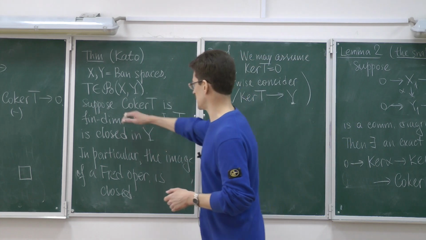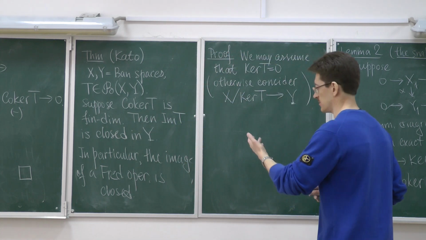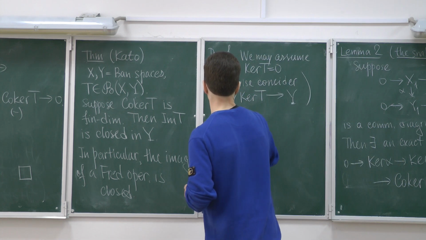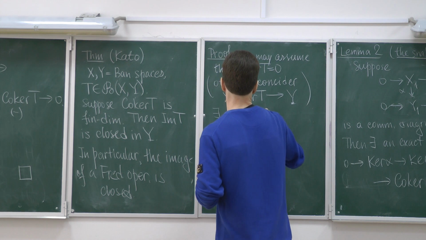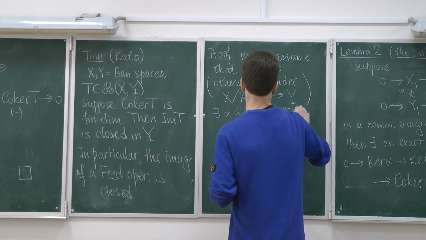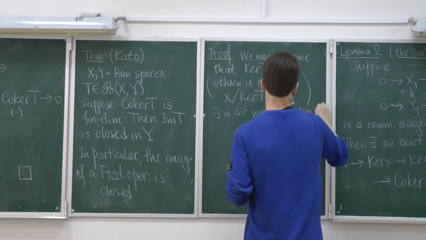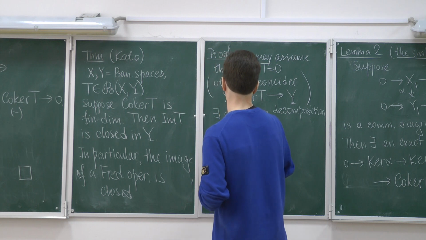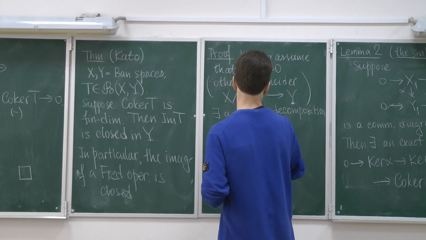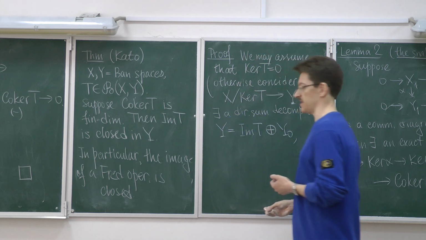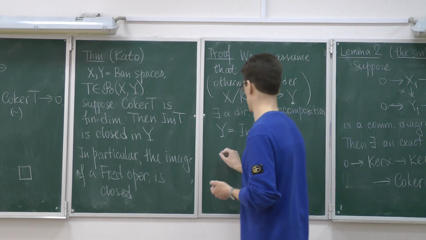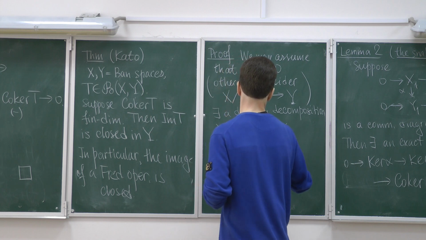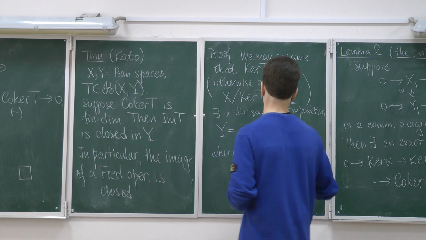Now, by assumption, the cokernel is finite dimensional. So there is a direct sum decomposition of Y into a direct sum of two spaces, the image of T and Y0, where Y0 is a finite dimensional subspace of Y. Y0 is finite dimensional.